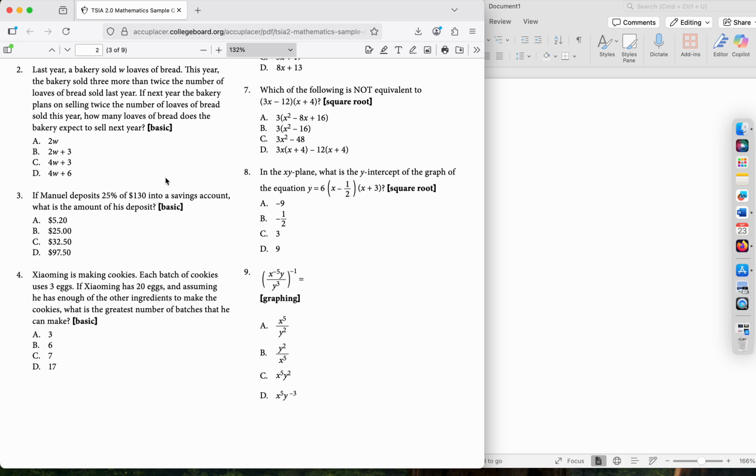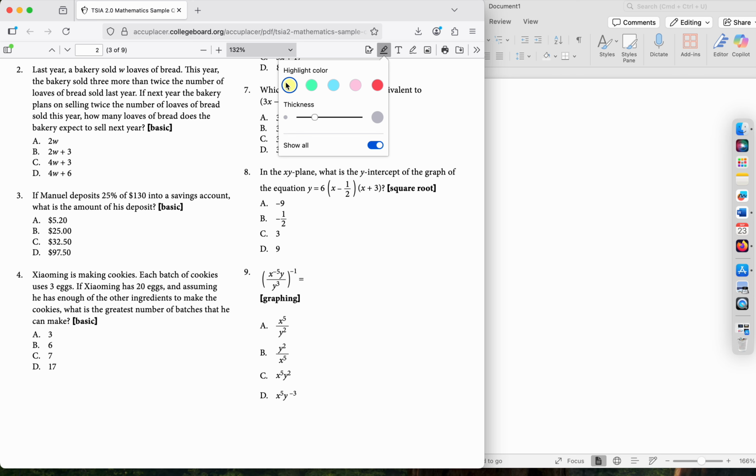So it says, last year, a bakery sold W loaves of bread. This year, the bakery sold 3 more than twice the number of loaves of bread sold last year. If next year the bakery plans on selling twice the number of loaves of bread sold this year, how many loaves of bread does the bakery expect to sell next year?